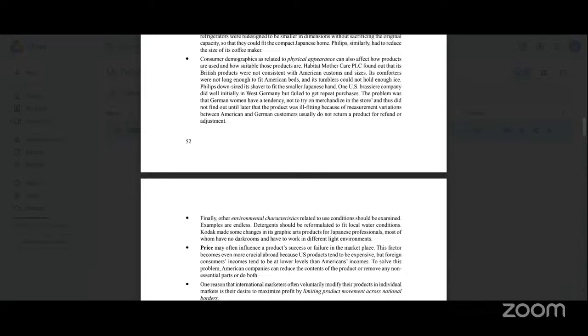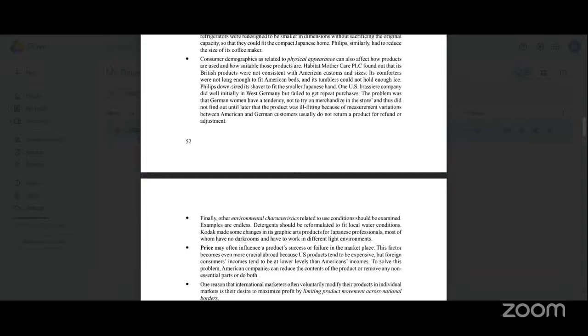So, if we look at Habitat Mothercare PLC, it is found that many British products are not consistent with American customs and bed sizes. So, nothing surprising about that. However, what we need to understand is its comforters were not long enough to fit American beds. Its tumblers could not hold enough, so a smaller size or bigger size, depending on the local market. So Philips actually had to downsize its shaver because it had to fit into the smaller Japanese hand.